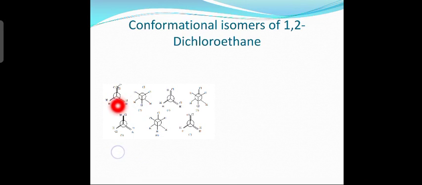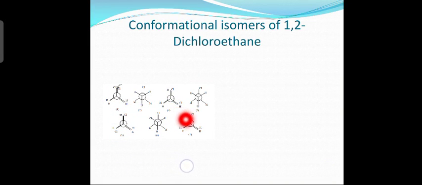Now if chlorine atoms are existing together, or a hydrogen atom and a chlorine atom are existing together, these conformations are called eclipsed conformations. So two hydrogen atoms or two chlorine atoms together, or in very close neighborhood, is called eclipsed conformation. So number 1, then the third conformation, and then the fifth conformation are eclipsed conformations.